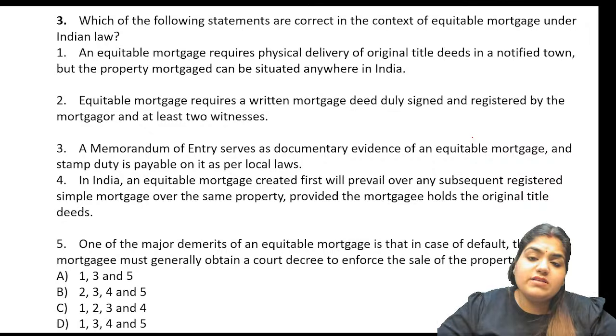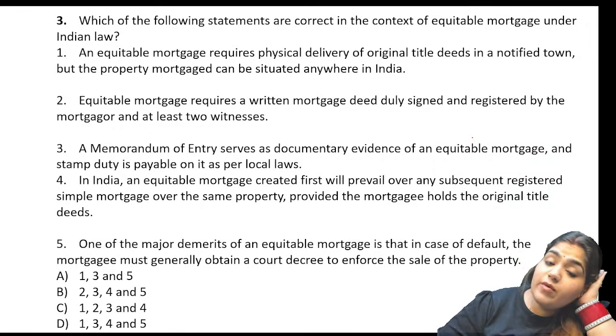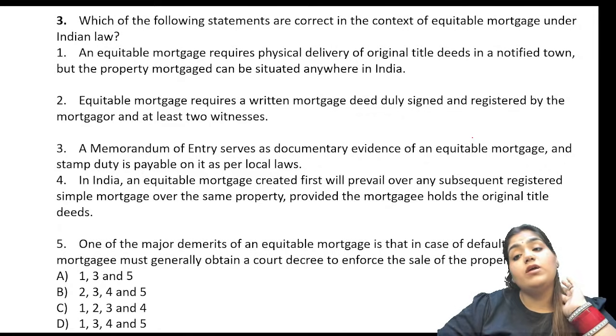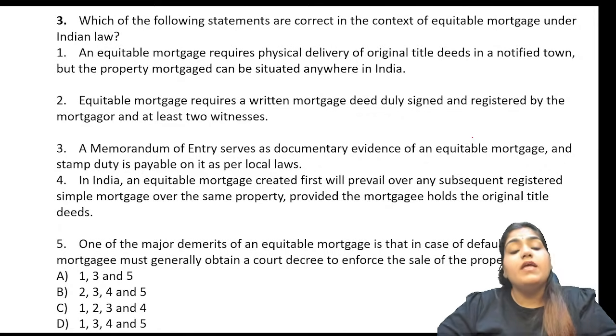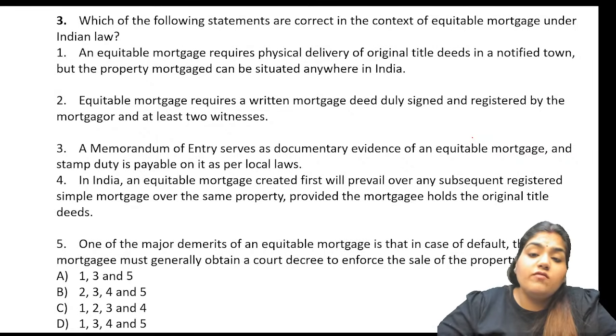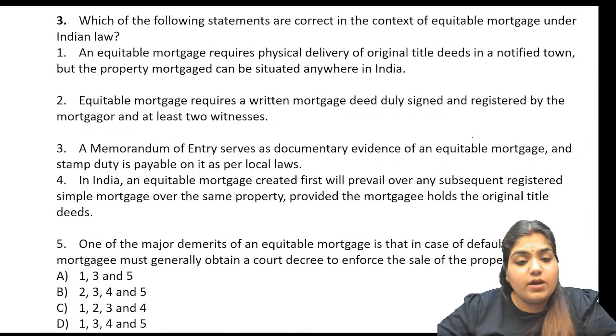Which of the following statements are correct in the context of equitable mortgage? Equitable mortgage means where I have given the property documents to the bank and taken a loan against it. Equitable mortgage requires physical delivery of the original title deed in the notified towns, and the property mortgaged can be situated anywhere in India. Yes, statement number 1 is correct.